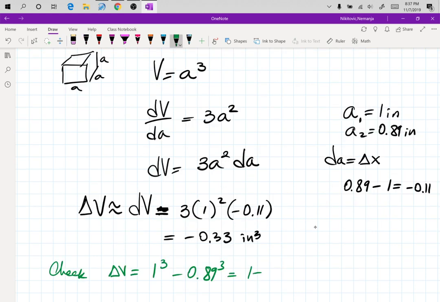So that's 1 minus 0.89 cubed. My change was 0.33. It should be negative because we are losing volume. I did this wrong. The negative sign should be there to signify that we are losing volume. I just did it backwards because I'm not thinking. So we don't have to calculate the change completely.